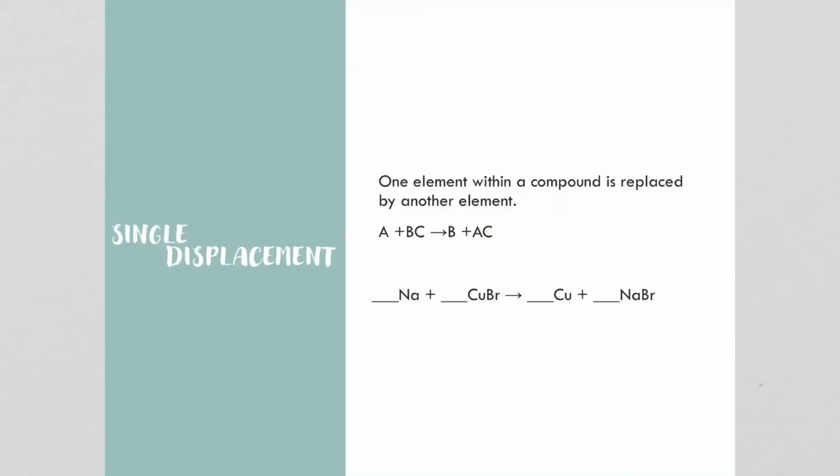In a single displacement reaction, one element within a compound is being replaced by another element. So we have sodium and copper 1 bromide producing copper and sodium bromide. This reaction is balanced. So our general formula is A plus BC makes B plus AC. So what's happening is this is jumping and replacing the other ion to make that. Same thing. So sodium is jumping and knocking out copper and forming sodium bromide.